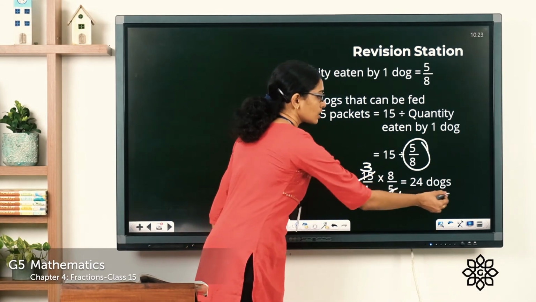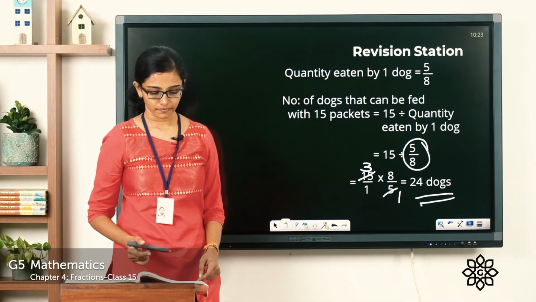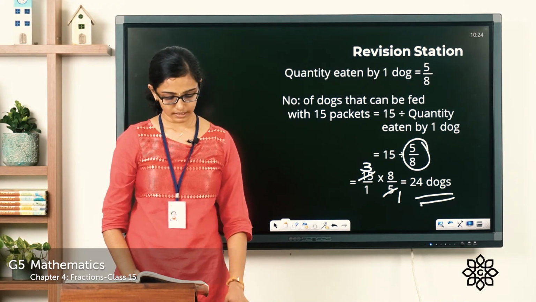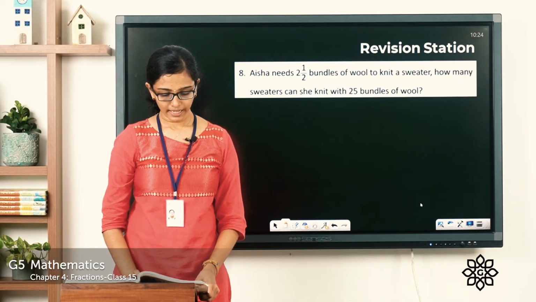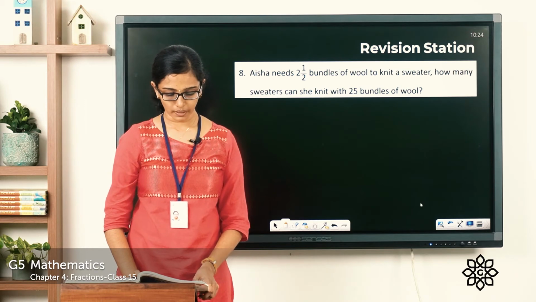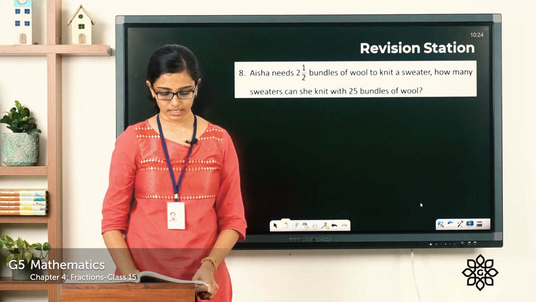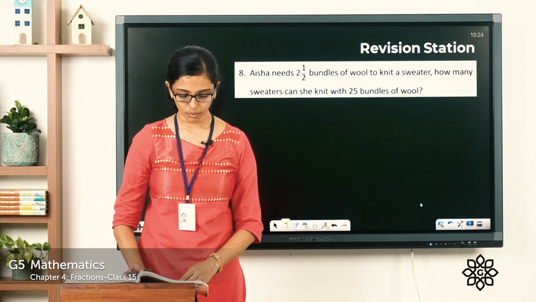So how many dogs? 24 dogs can be fed with 15 packets of dog food. Now the eighth question. Aisha needs 2 1 by 2 bundles of wool to knit a sweater. How many sweaters can she knit with 25 bundles of wool?